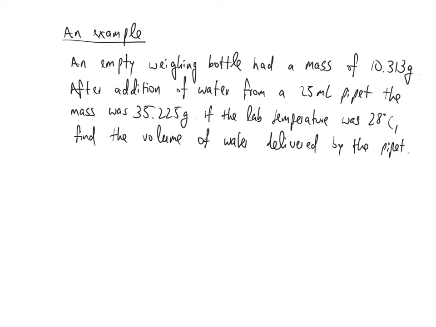Let's do a simple example where we obtain the volume of water from given mass measurements. Assume you have an empty weighing bottle, and the weighing bottle has a mass of 10.313 grams. After addition of water of 25 milliliters, so here's a volume of 25 milliliters, you measure this weighing bottle again with the water, and the mass was 35.255 grams. If the lab temperature was 28 degrees Celsius, find the volume of water delivered by the pipette. Now, what is given in this problem? In this problem, we are given the indicated volume, which is 25 milliliters, and we are given the masses. And my strategy now is to convert the masses into the actual volume.